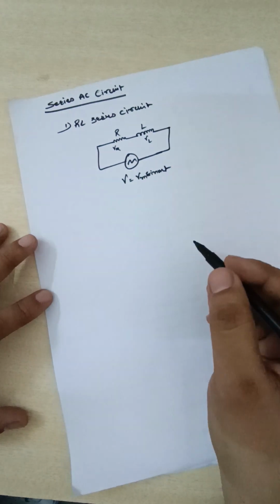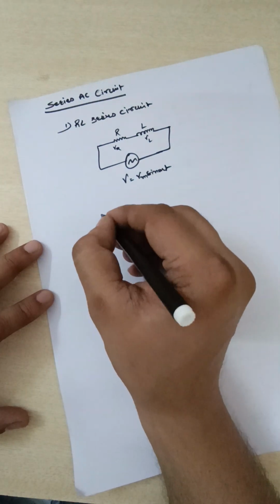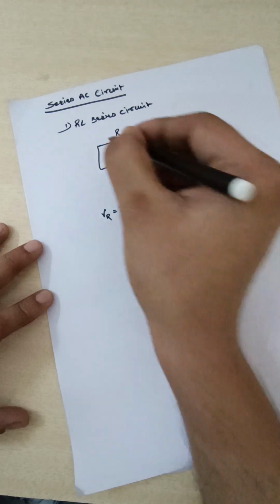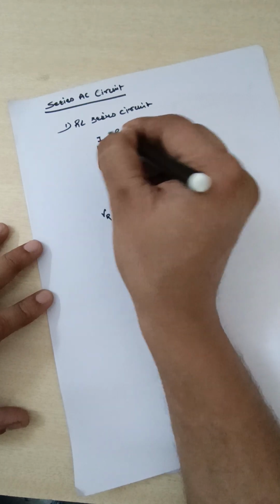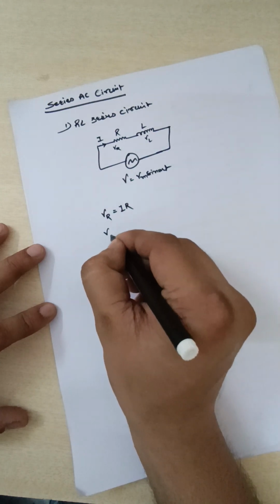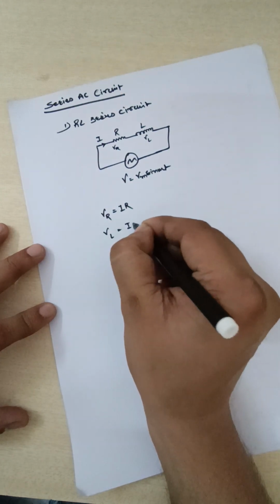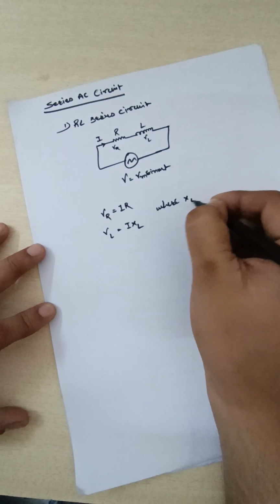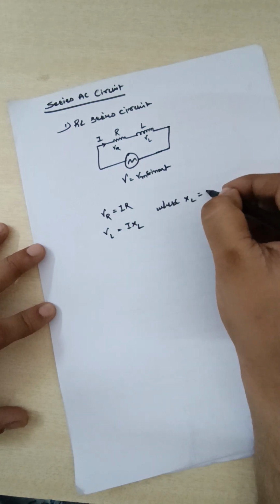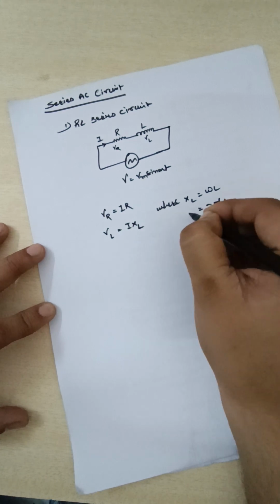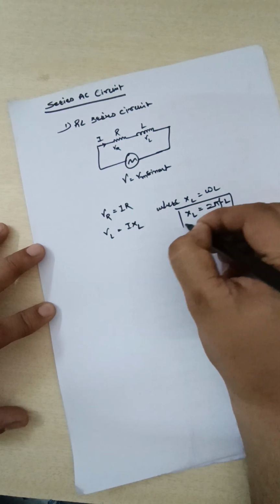Clear? So what will be the value of VR? VR will be equal to I into R, and it is series circuit, so current will be same in the resistor and inductor. And what will be the value of VL? VL will be equal to I into XL, where XL is equal to what? Omega L, and omega is equal to 2 pi F, so XL will be equal to 2 pi FL.